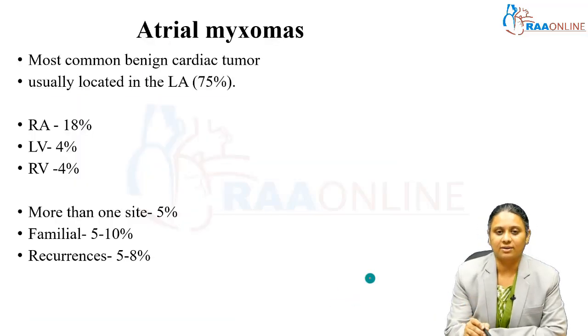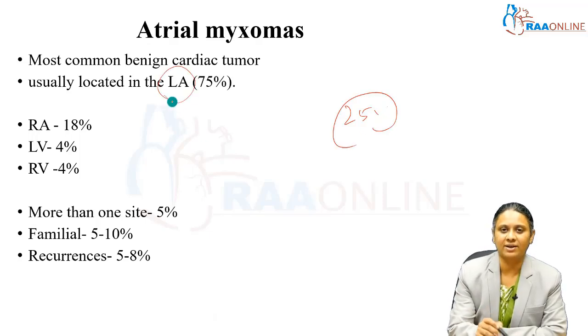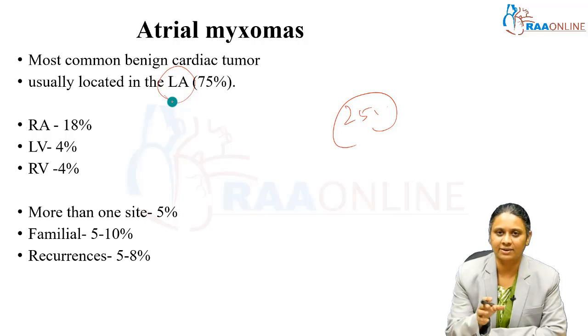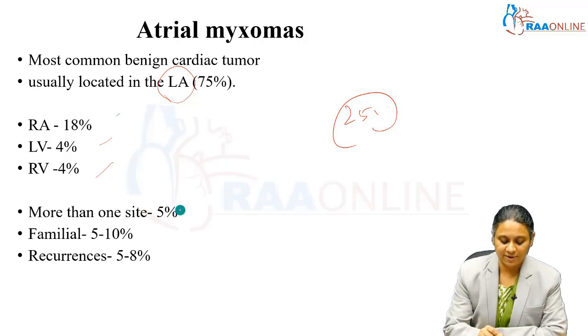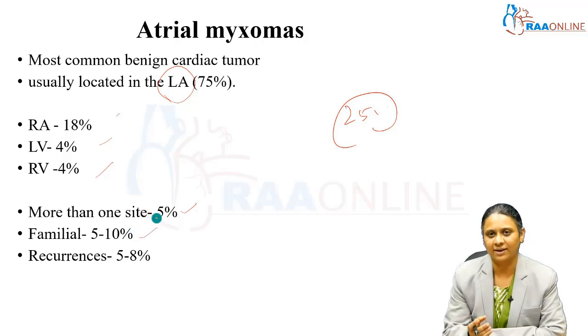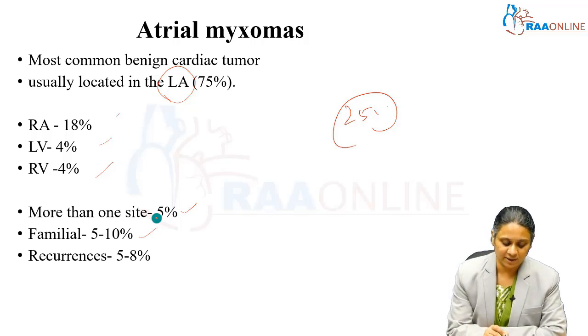So, the commonest cardiac tumor of all the tumors, 25% are atrial myxomas. The usual location is the left atrium in 2/3 of cases. The other, atypical locations are right atrium, left ventricle, right ventricle. In almost 5%, more than one site. Familial pattern is seen in 5 to 10% where they can present very early in second decade or have multiple sites of insertion or recurrences, very common recurrences.